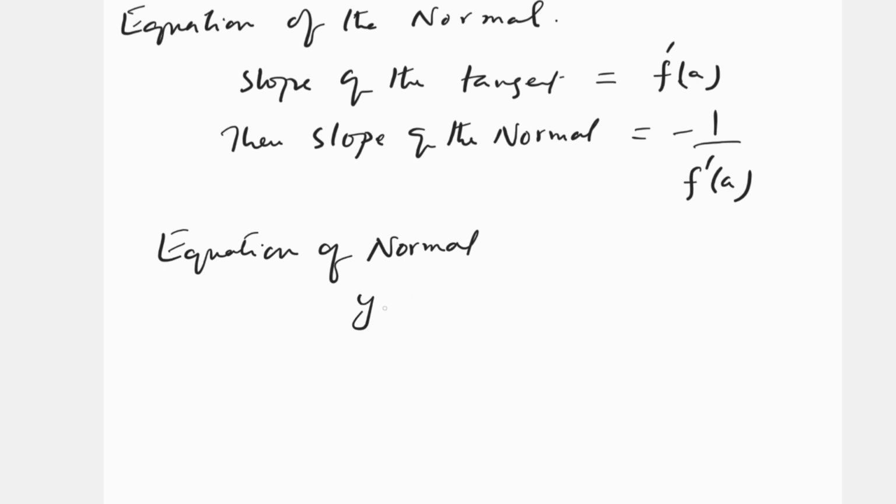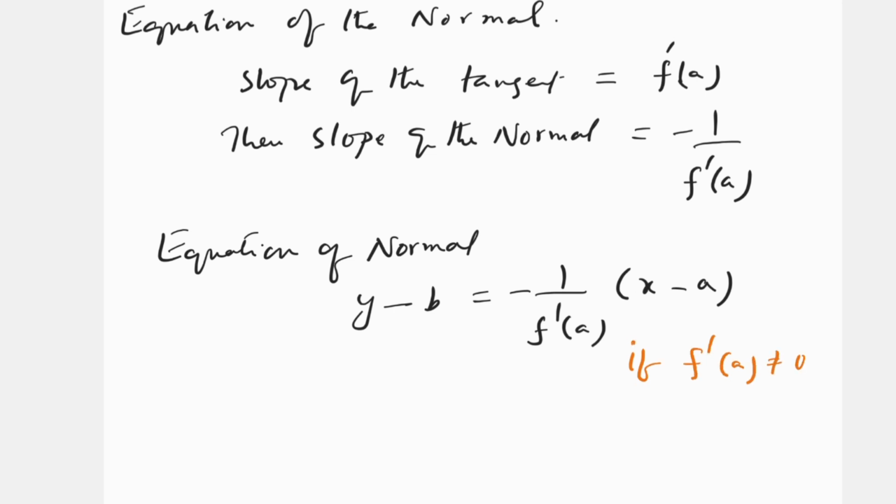y minus y1, which is b, is equal to m. M means how much? Slope of the normal, times x minus x1, which is a. We are taking the slope of the normal at point (a, b). This will give you the equation of normal, provided the denominator f dash a is not 0.